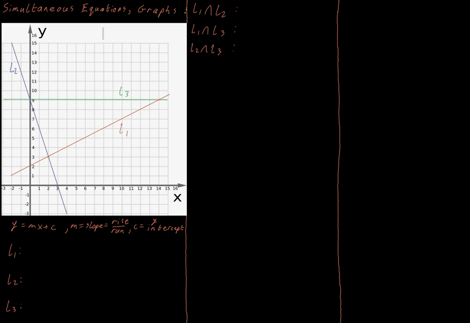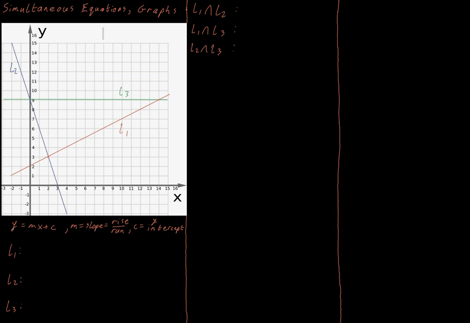Hello. Now we're going to look at simultaneous equations and particularly the graphs of simultaneous equations. So what we've got here is a graph of three lines, L1, L2 and L3. To do simultaneous equations, the algebraic way anyway, we need to know what their equations are. So we're going to start off by taking our picture and finding the equations, our x and y and number equations, in order to know what L1, L2 and L3 are.